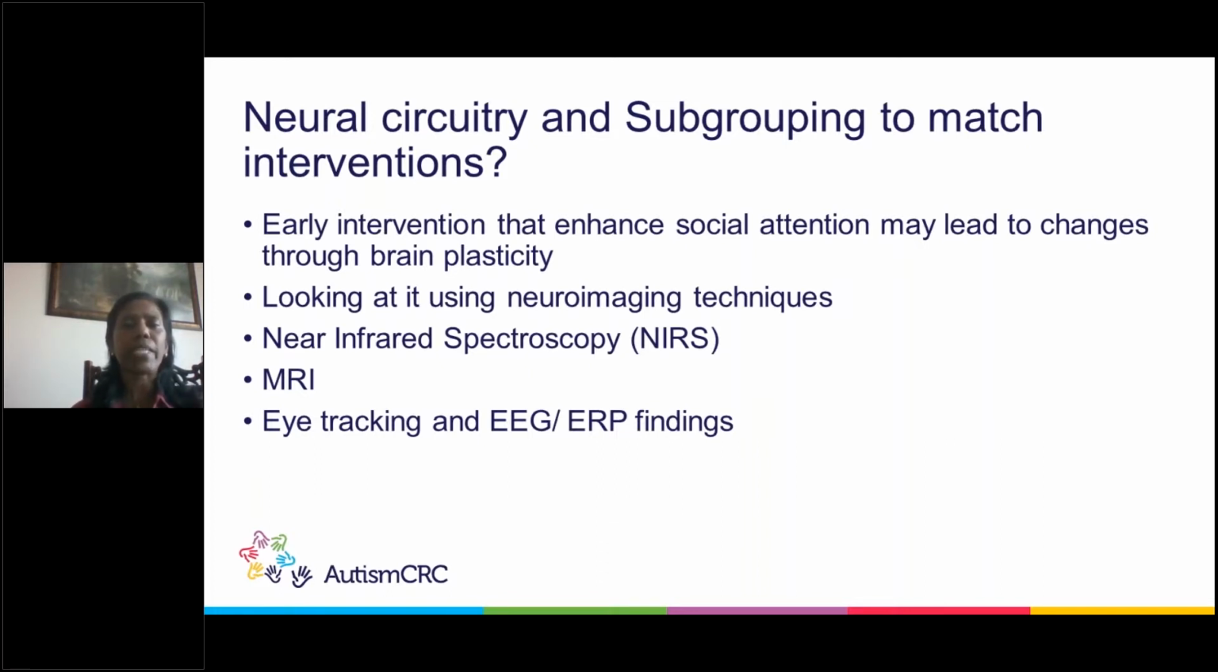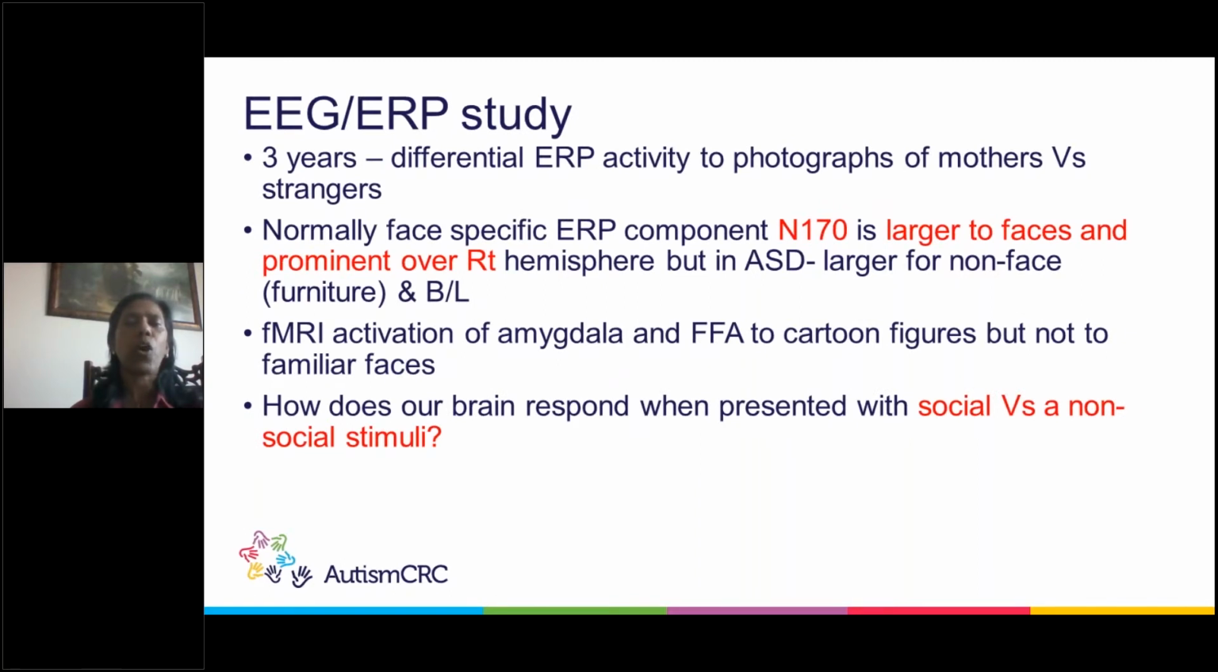And there are a number of studies that have looked at neurocognitive aspects of children with autism, and what we find is, for example, with the evoked response potential, normally a particular component of the ERP called N170 is larger when you are seeing faces, and it's prominent over the right hemisphere. But in those with autism spectrum type features, what we find is larger for non-face. That becomes more prominent when you are seeing furniture or an object or toy that's of interest to them than a familiar face.